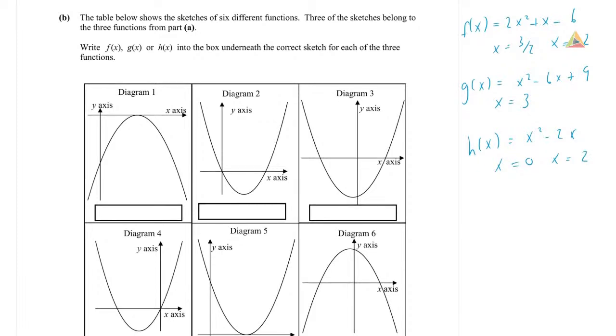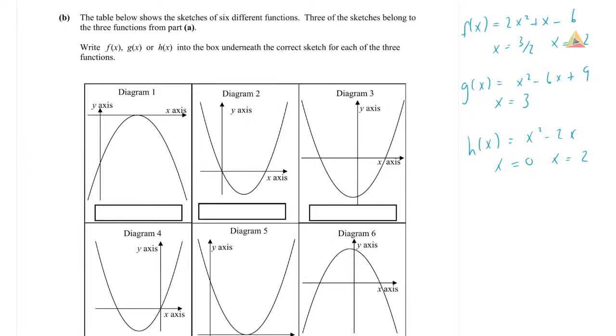Okay, so we need to look here and see, if we look at the f of x, so the x squared term, first of all, that's positive because you don't see a negative sign there. So that immediately eliminates all of the n-shaped graphs. So it's not diagram 1. Or it's not diagram 6. So it's going to be either diagram 2, 3, 4 or 5. Now, we know that the x value crosses the x-axis at 3 over 2, which is 1.5, and minus 2. So 1.5 and minus 2, this looks like it could be it.